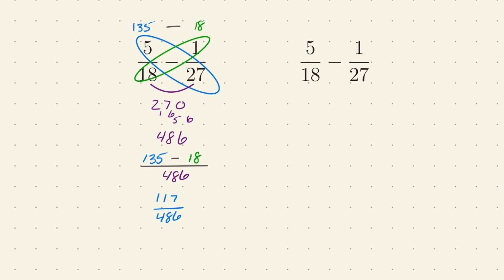So I have 117 over 486. I know we have to simplify this. So let's see here. Is this divisible by 9? Let me see. If we have 1 plus 1 is 2, plus 7 is 9. Okay, so because my digit sum is equal to 9, I know that the numerator is divisible by 9.